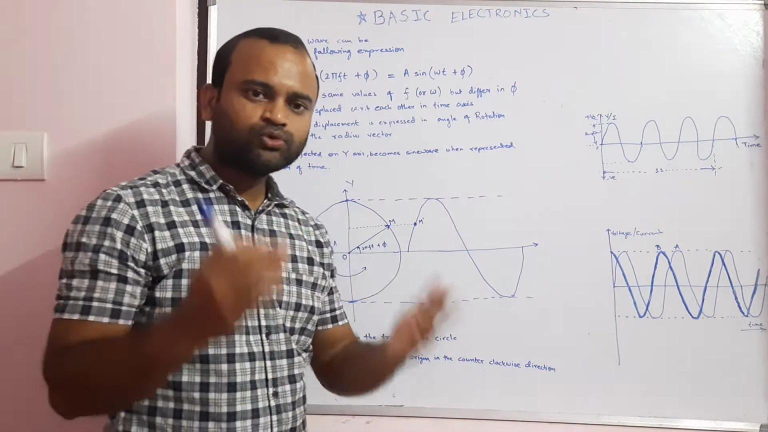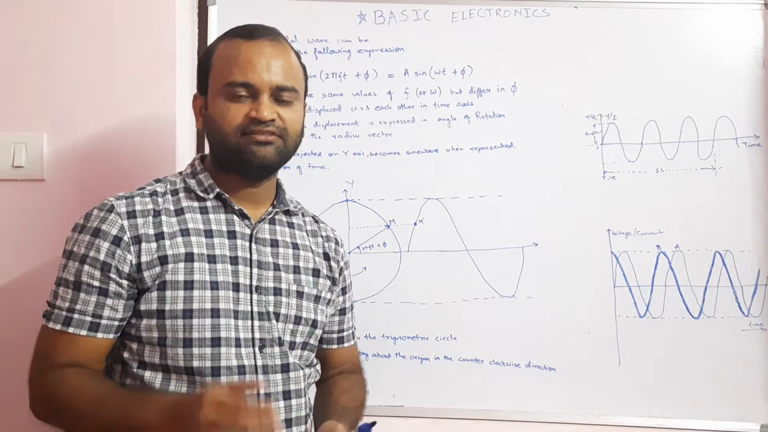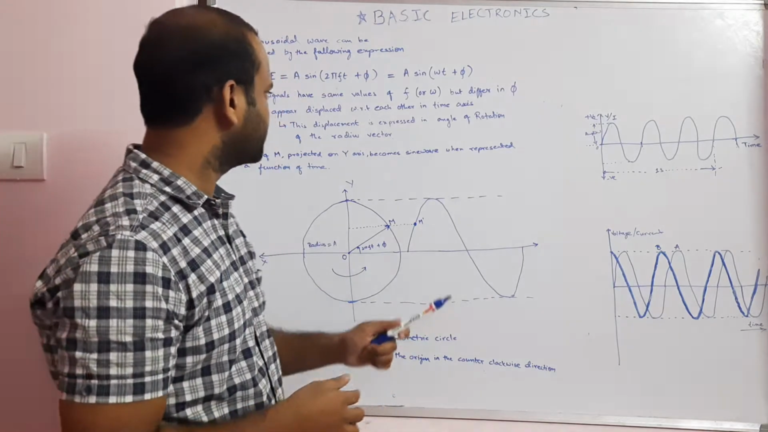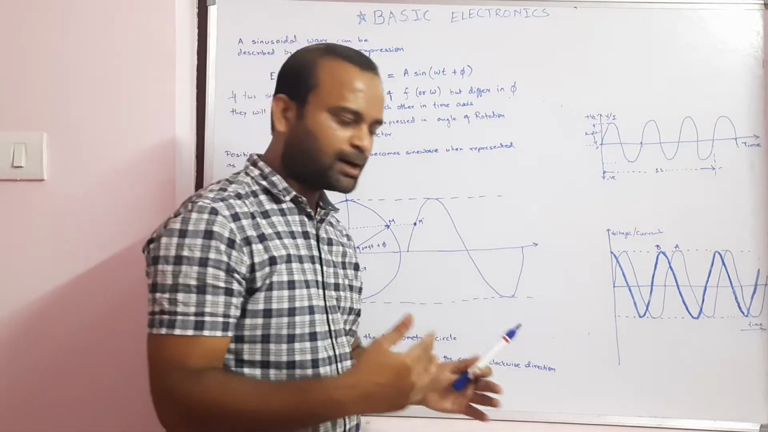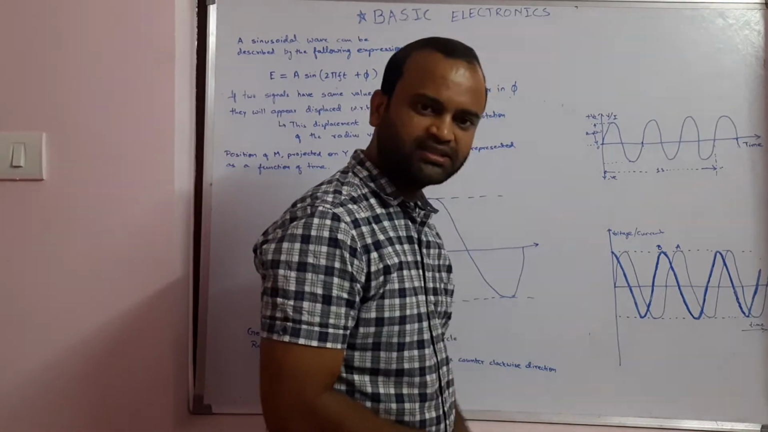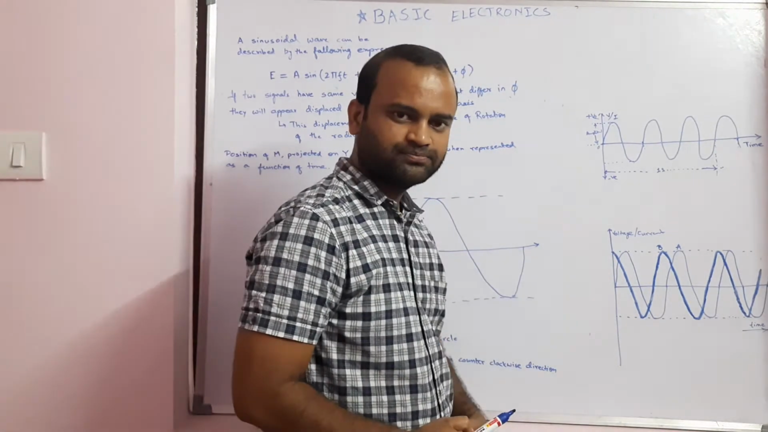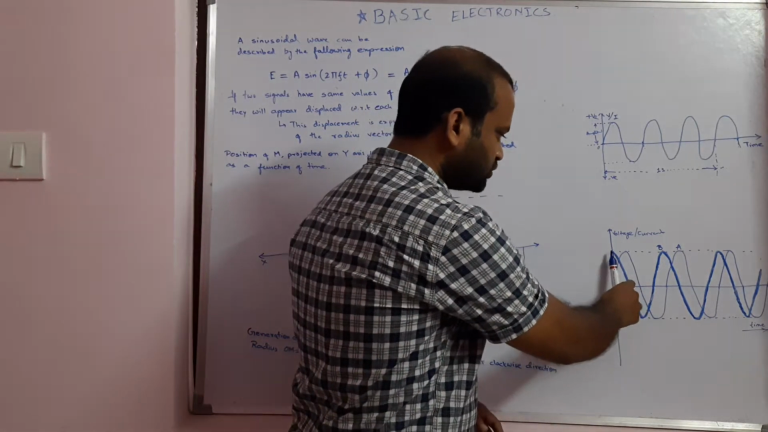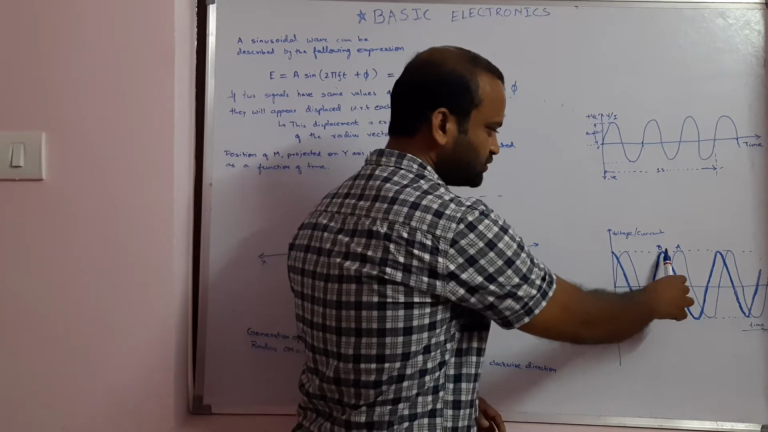So if two signals have the same frequency but differ in phase, that is phi, then the two signals appear to be displaced with each other, such as in this diagram. You can see the two signals, that is signal B and signal A, are displaced with each other.